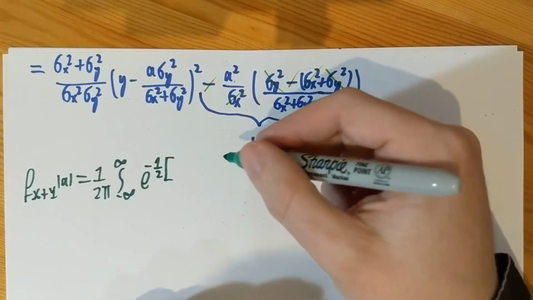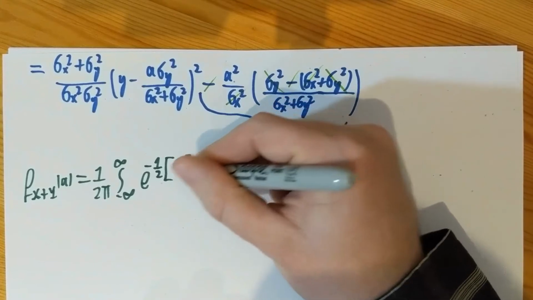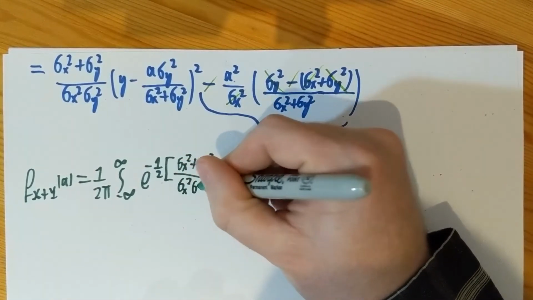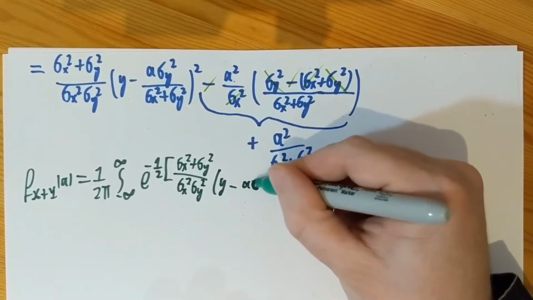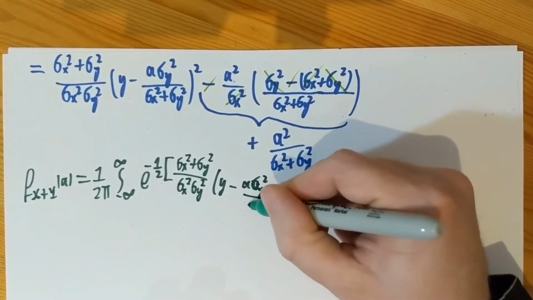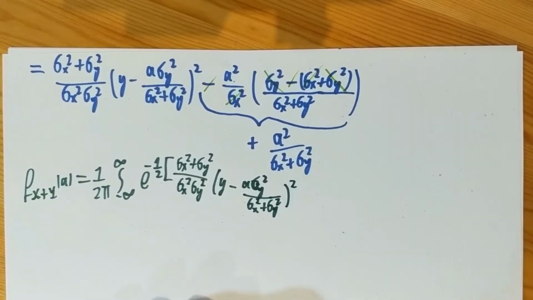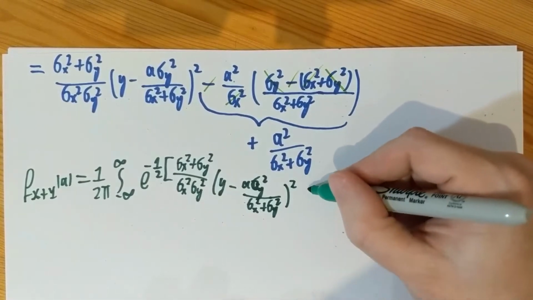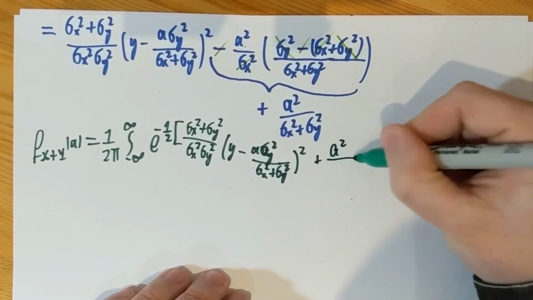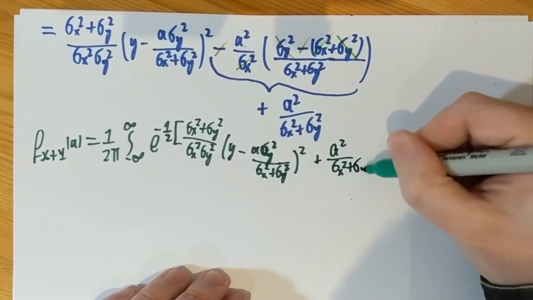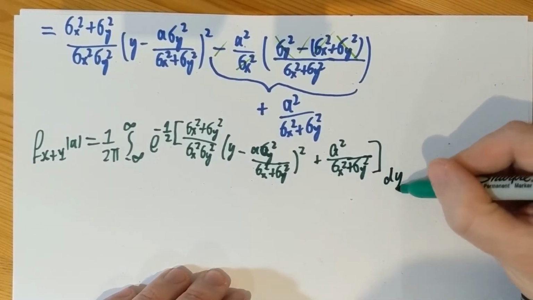So all of, well, this is going to be a bit funny space-wise, but we're just going to curve the line a little bit. So I have the full square, y minus a sigma y square over sigma x square plus sigma y square, that's the full square. And then I have a plus a square over sigma x square plus sigma y square, all of that inside the square bracket, and then dy.